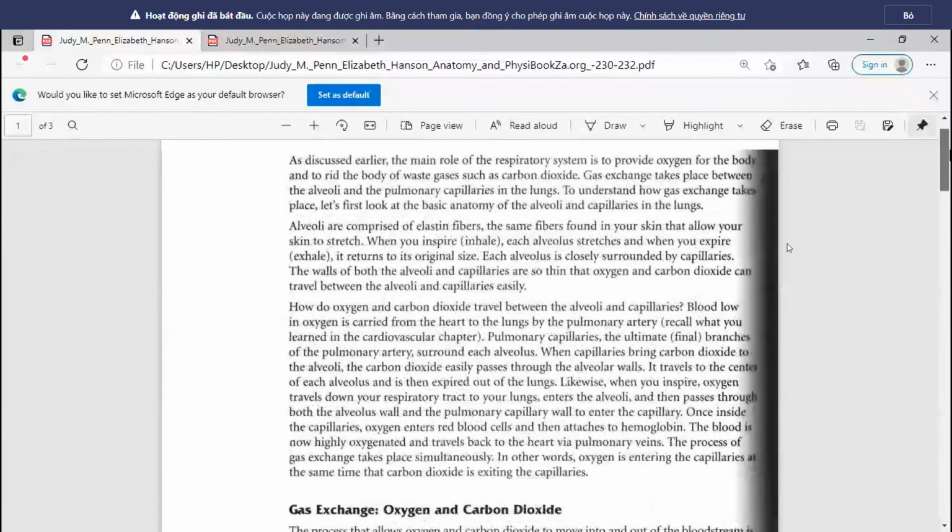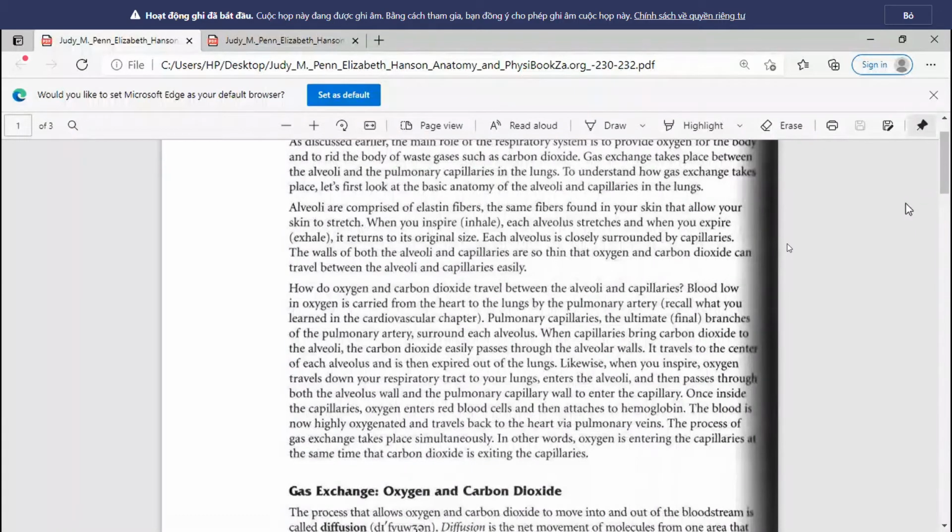Okay, so the answer can be found in paragraph number 3 here. So I will give you around 2 minutes to read paragraph number 3 again and find the molecule which is inside of red blood cells and carries oxygen. What is the name of that molecule, okay?